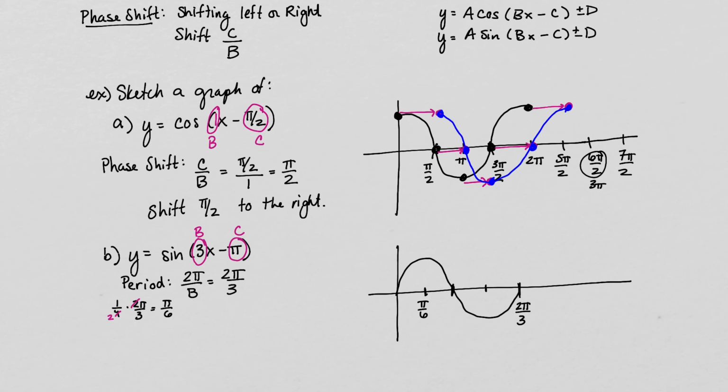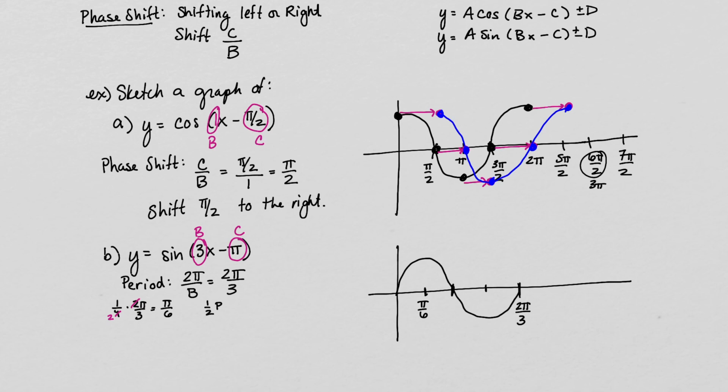Why did I circle 6 pi over 2? Oh, I just circled 6 pi over 2 because I said that you could reduce it down to 3 pi in that last example.